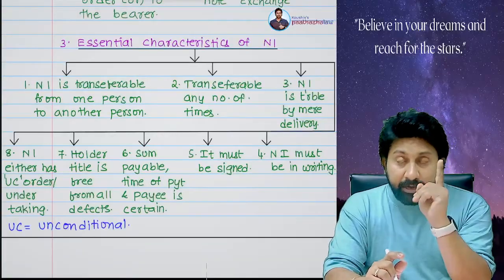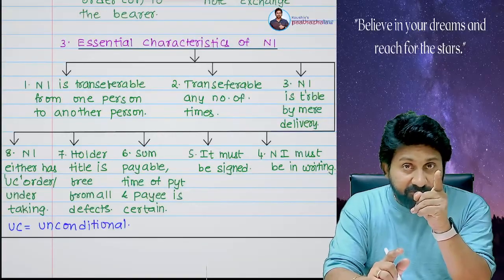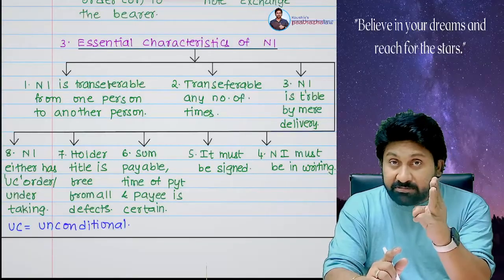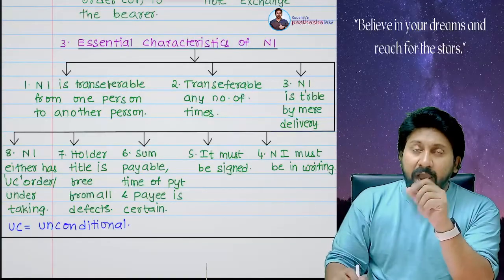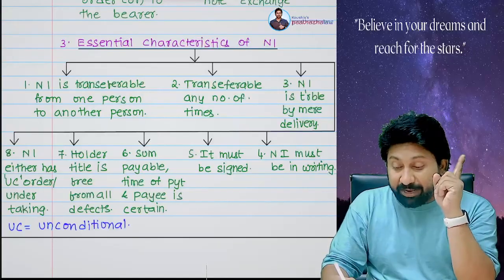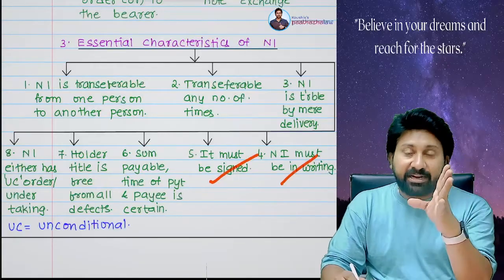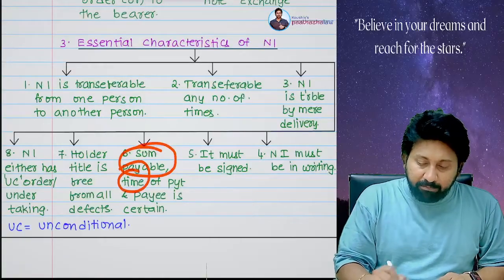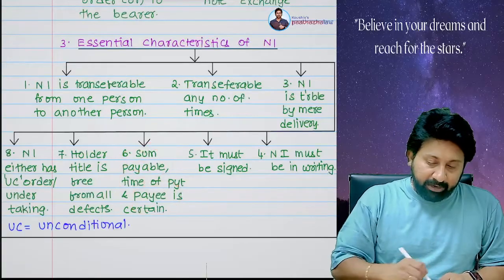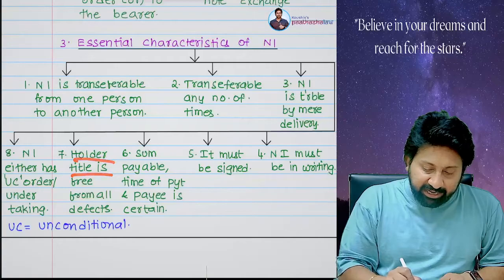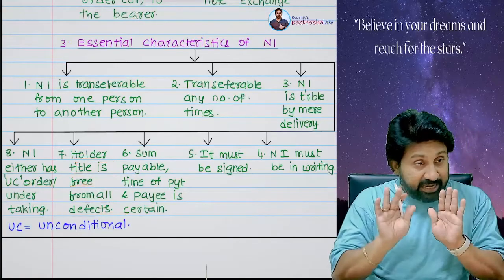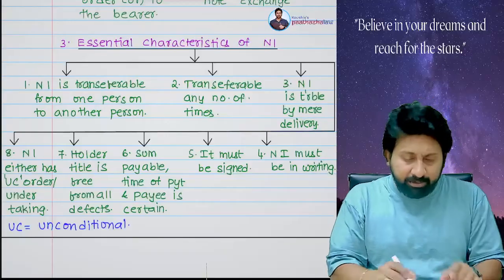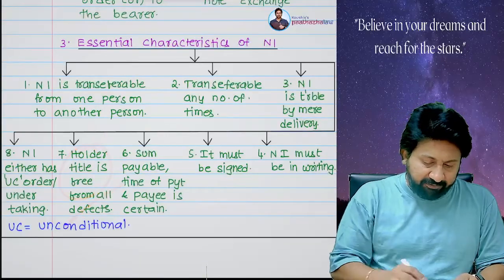Number one, a negotiable instrument is transferable from one person to another person, any number of times, and by mere delivery also. It must be a document. Therefore, it must be in writing and it must be signed. Next, three things must be certain: amount, time, and the recipient payee. Next, the holder's title is free from all defects. This concept I will discuss at a later stage. Just remember, the holder's title is free from all defects.